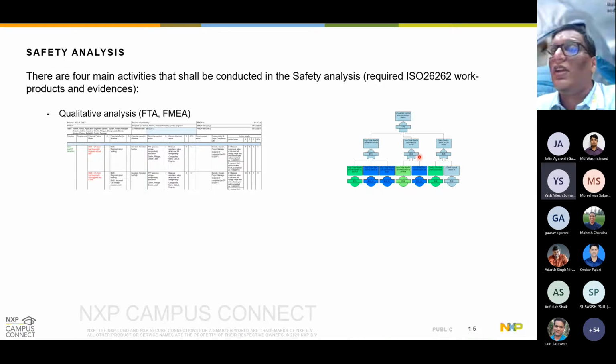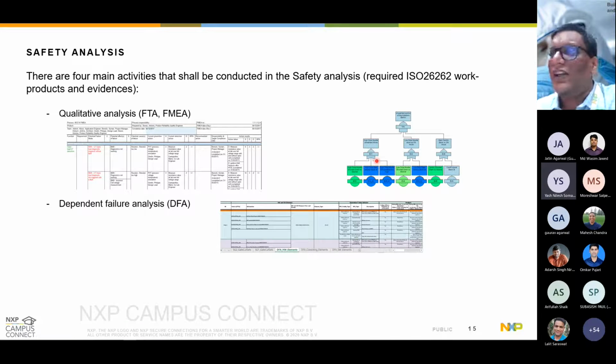FMEA is more bottom up. You look at the lower level element, its failure mode, and what's the effect. The FTA is top down. You look at the overall system first, so maybe the brake failing could be one failure. Then you dig down: if the brakes failed, what exactly was the cause of that failure? It's a top down approach where you go into different branches and try to figure out where the potential malfunction could be. So these are two different analyses.